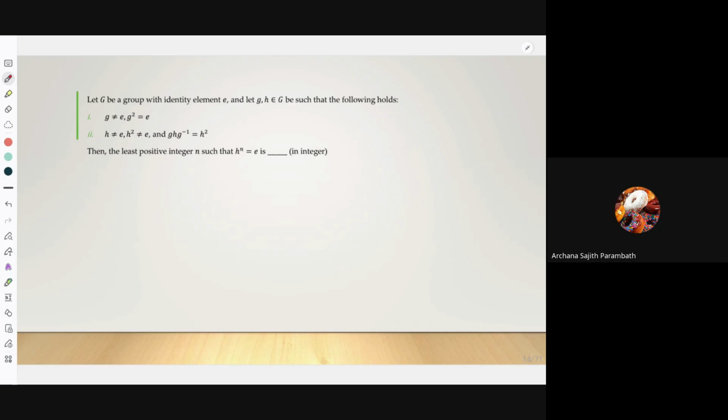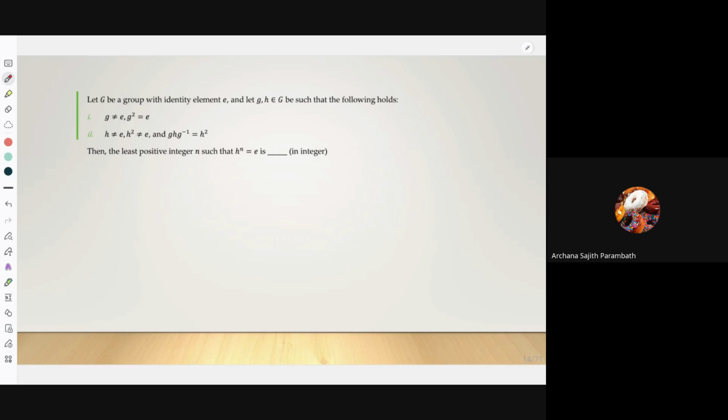So we'll again continue with, this is a GATE question. It's a numerical answer type question. Let G be a group with identity element e. g and h are elements of G such that the following holds. g not equal to identity, g square equals identity, which means g has order 2. And h is not identity, h square is not identity, and g h g inverse is h square. So now the question asks the least positive integer n such that h power n is identity. So it's basically asking us to compute the order of h.